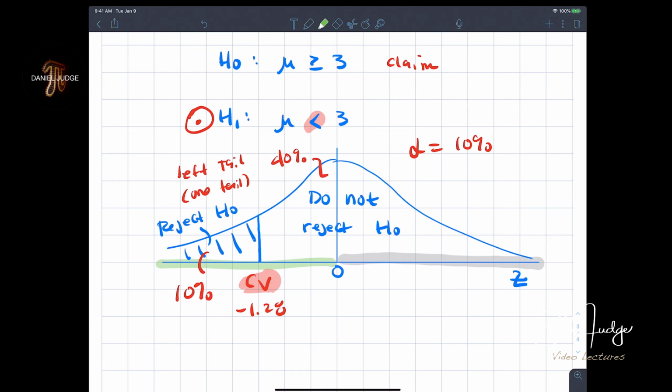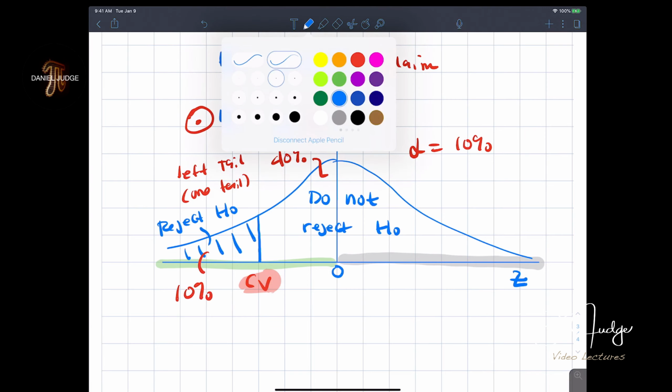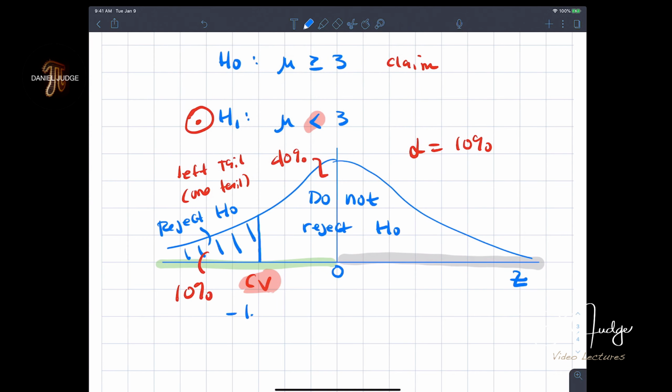All right, let's see where this lives. I'm gonna paint this as a negative in blue. So it's negative 1.28. Just so you guys know, there's your critical value. So we're gonna need to find the test statistic.